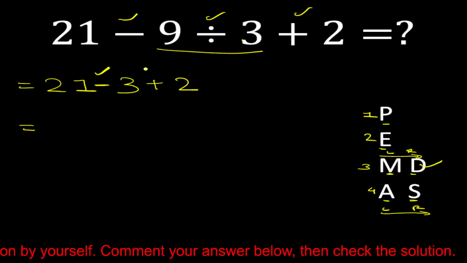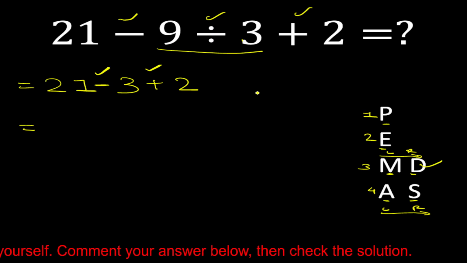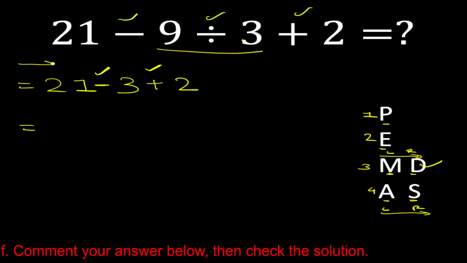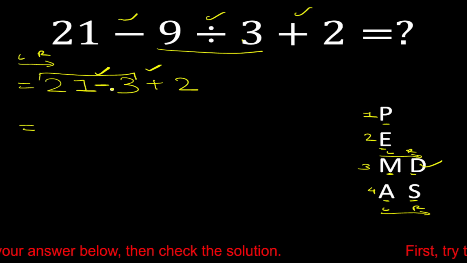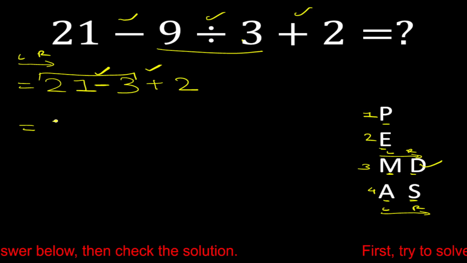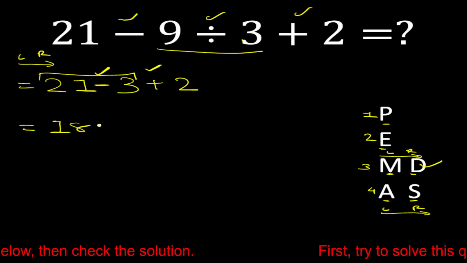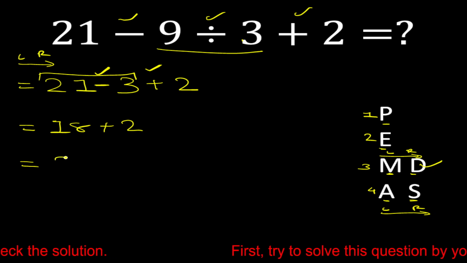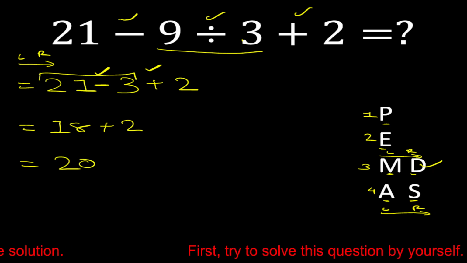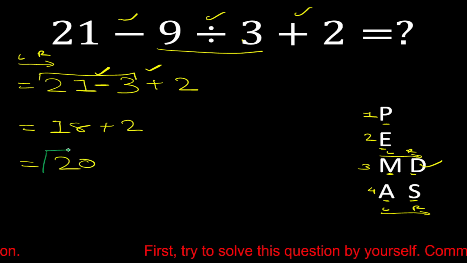Now here is one subtraction and here is one addition. Both have equal priority, so we have to solve it from left to right. So first we have to solve this subtraction. Okay, so 21 minus 3 is equal to 18, plus 2. Now 18 plus 2 is equal to 20. Okay, so the correct answer is 20.